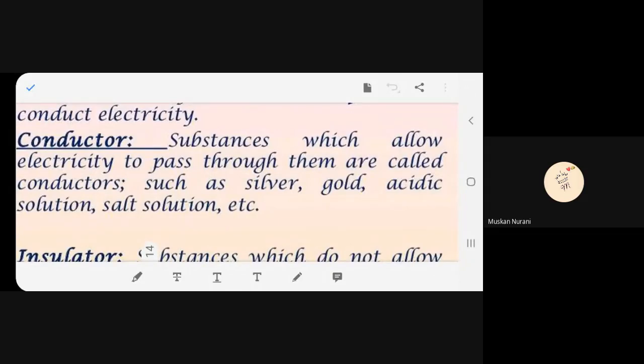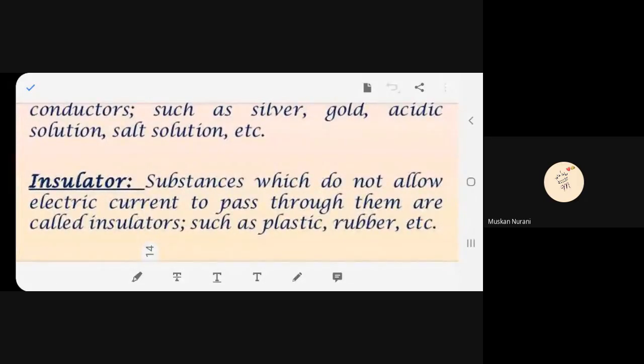Examples are silver, gold, and some solutions. Like if you put a bit of HCl acid in water, the dilute solution of HCl becomes an acidic solution and that can conduct electricity. Similarly, salt solution. You take table salt, sodium chloride, and mix it with water, and that salt solution also can conduct electricity. Now we come to insulators. It's just the opposite. The substances which do not allow electricity to pass through them are called insulators. For example, plastic and rubber.